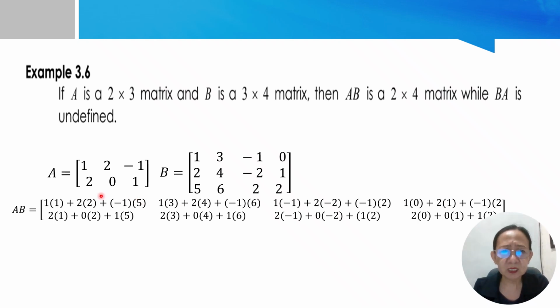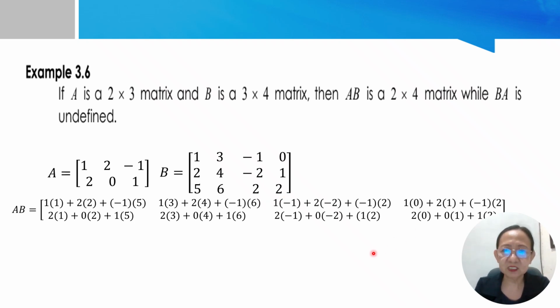Now, using the second row, again using the first column, 2 times 1 plus 0 times 2 plus 1 times 5. Now, using the second column, we have 2 times 3 plus 0 times 4 plus 1 times 6. And then 2 times negative 1 plus 0 times negative 2 plus 1 times 2 for the third column. And lastly, 2 times 0 plus 0 times 1 plus 1 times 2, for the last column.